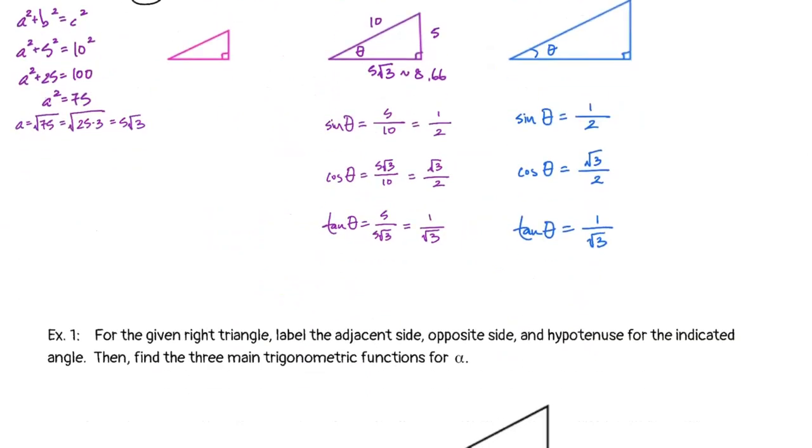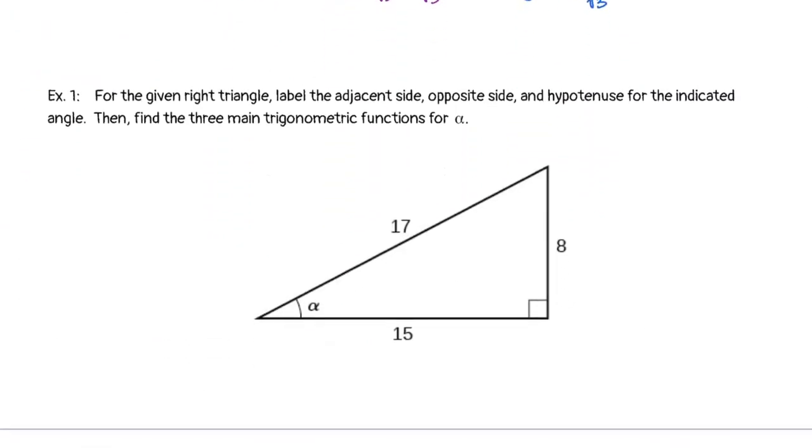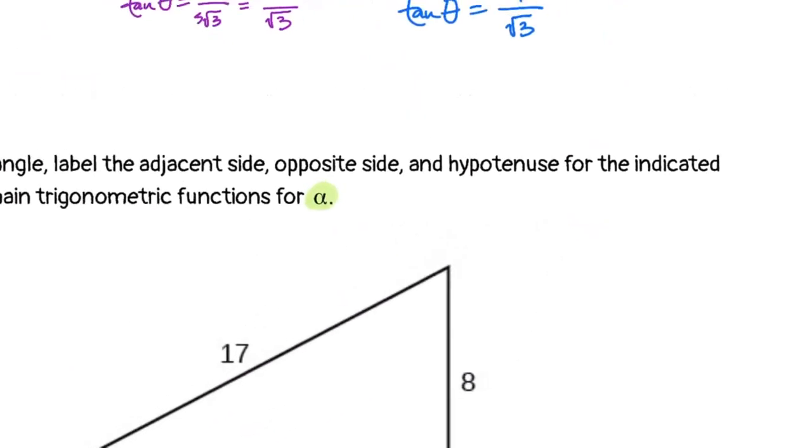So let's do one example before we take a break. Okay. So for example 1, it says for the given right triangle, label the adjacent side, opposite side, and hypotenuse for the indicated angle. Then find the 3 main trig functions for alpha. Okay. Now I'm trying to use as many new letters as I can, but this alpha right here is another Greek letter. All right, so we've seen theta, now we're seeing alpha.